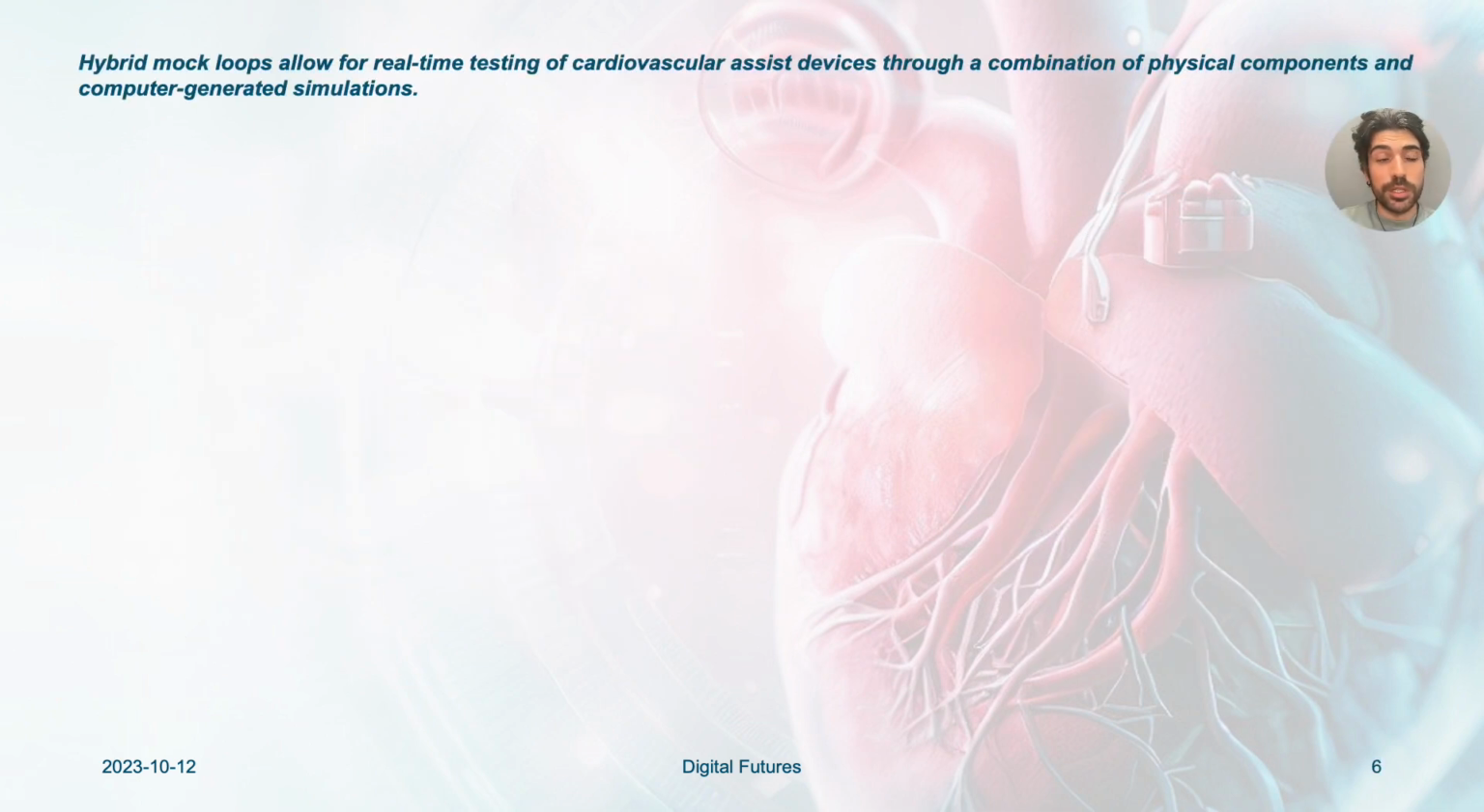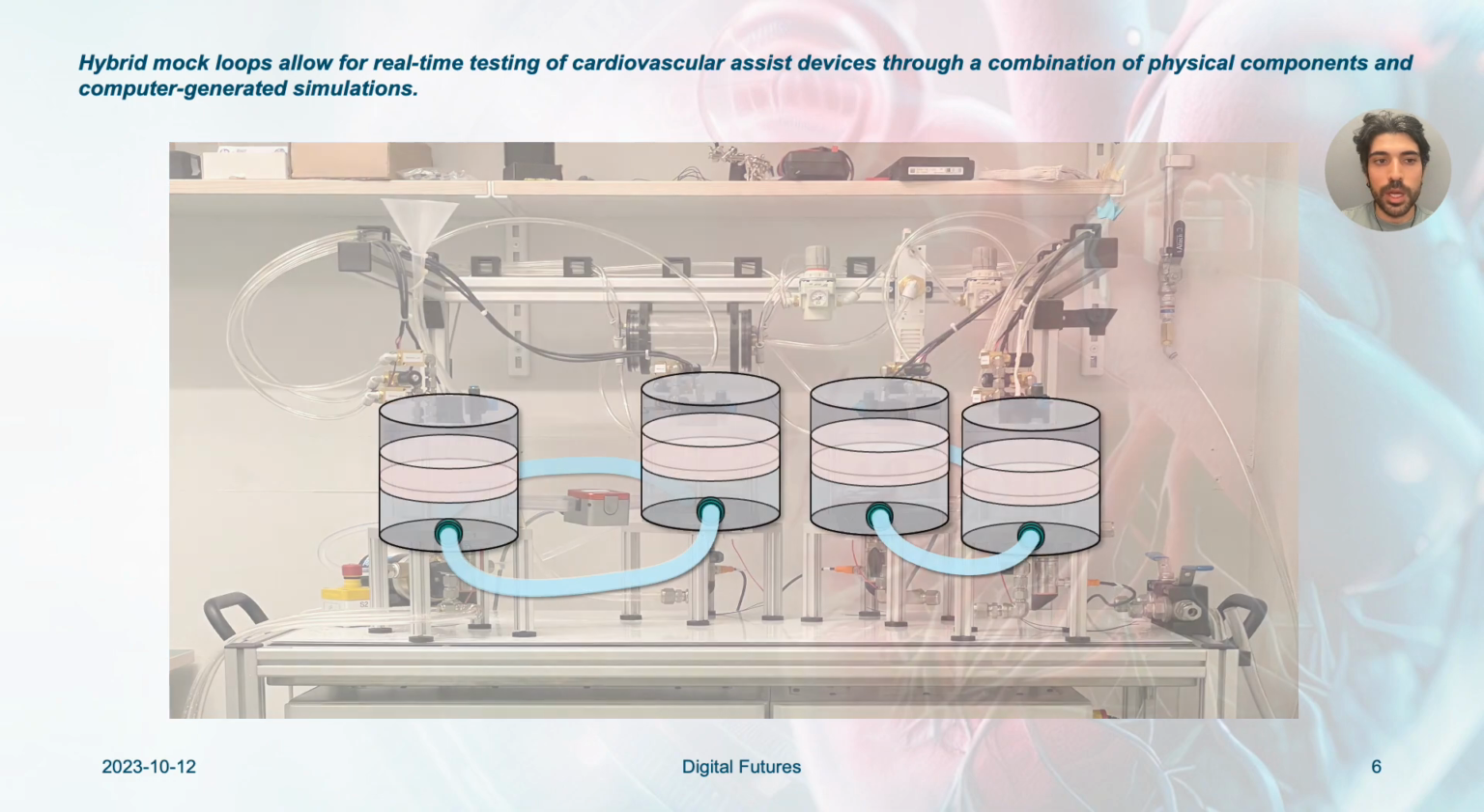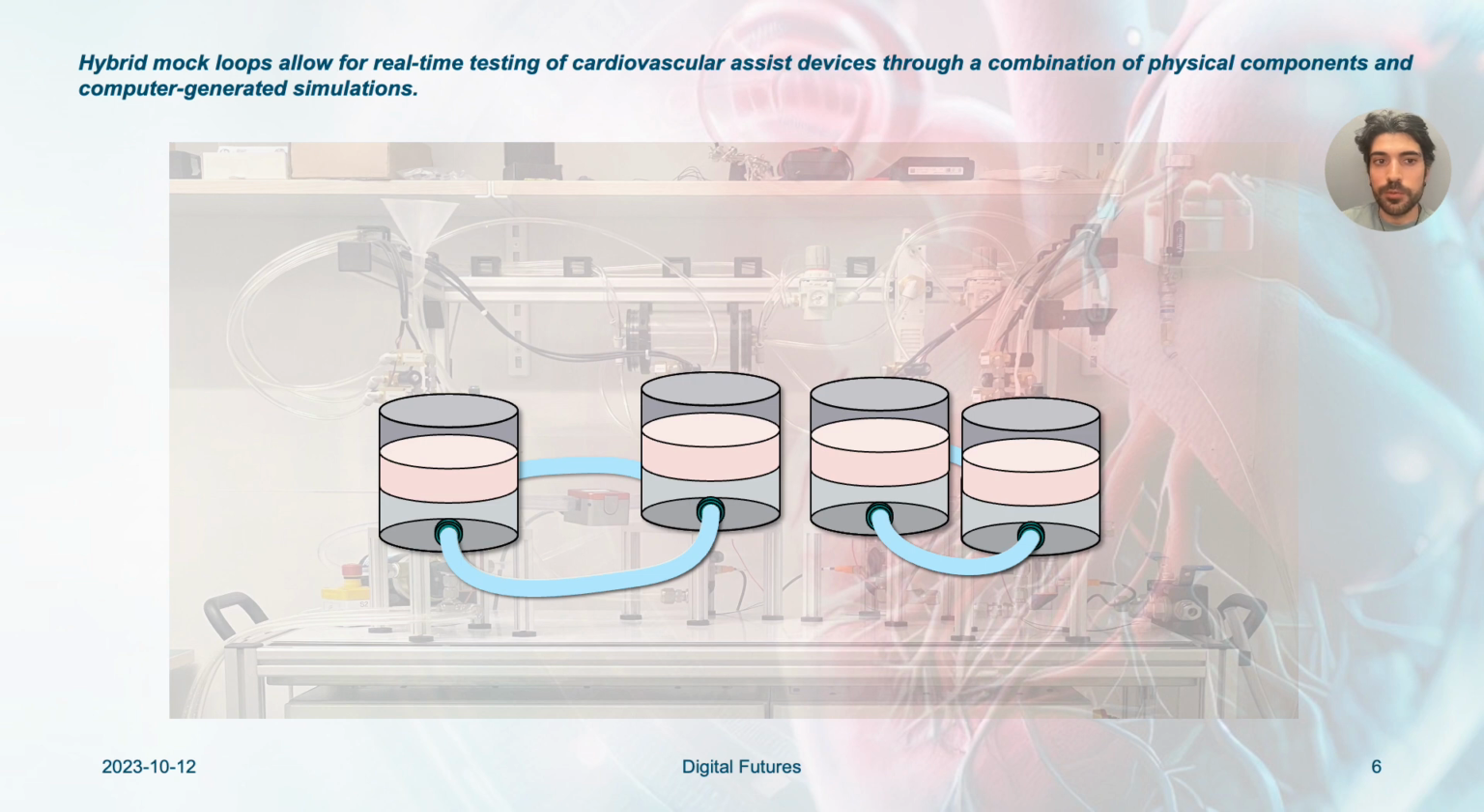Such devices are usually tested in hybrid mock loops, which are platforms that allow for real-time testing of cardiovascular assist devices through a combination of physical components and computer-generated simulations. A hybrid mock loop usually consists of 4 pressure-controlled reservoirs, in which the pressure in the fluid is regulated by adjusting the air pressure in the air cavity.